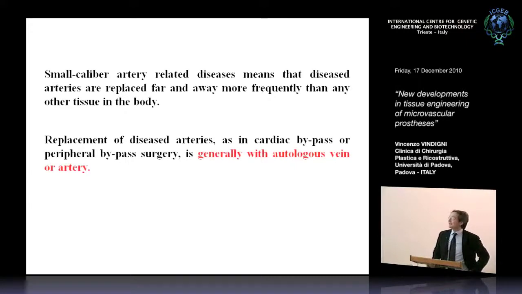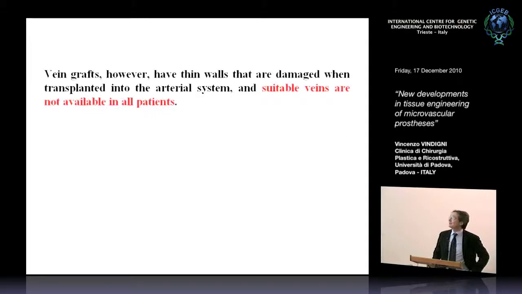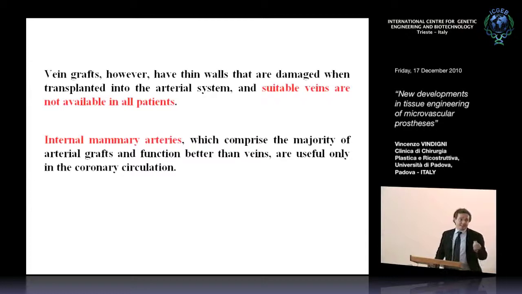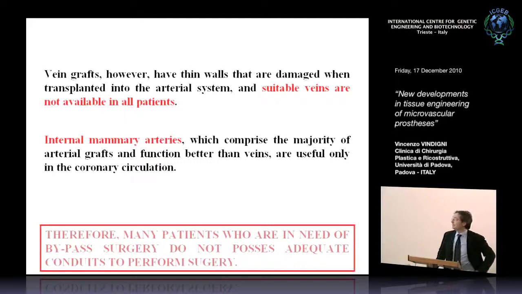Actually, a replacement of diseased arteries is generally done with autologous vein or artery. But vein graft is very thin and is not always available in all patients. You can also use internal mammary arteries, but you can use it only in the coronary circulation. You can't use internal mammary to reconstruct an ulnar or radial artery in the arm. Therefore, many patients who are in need of bypass surgery do not possess adequate prosthesis to perform surgery.